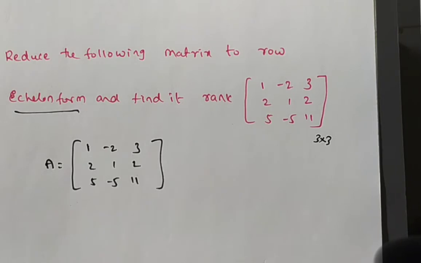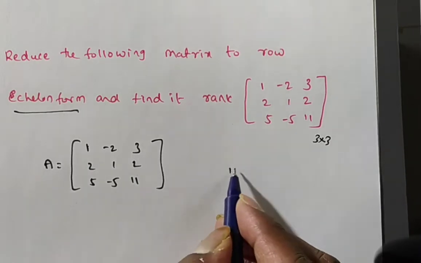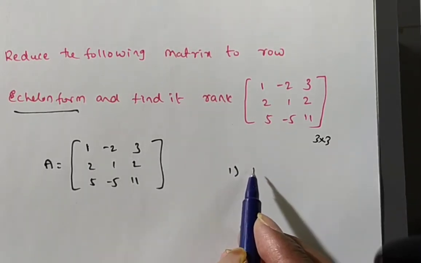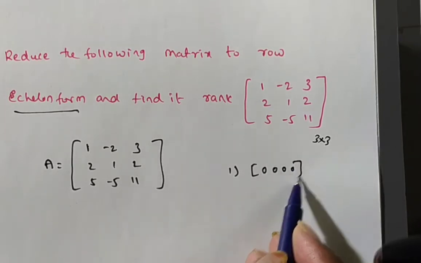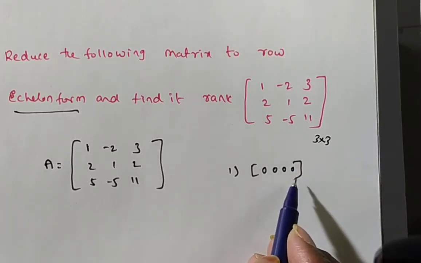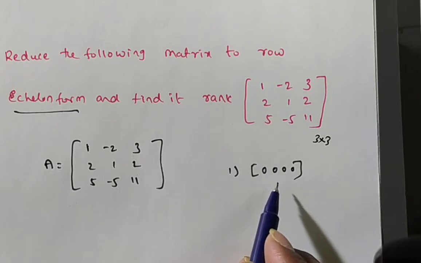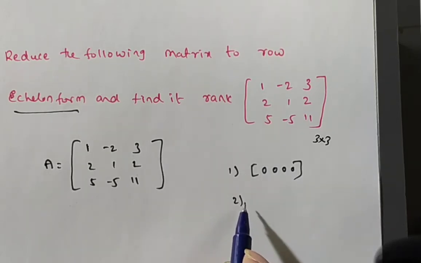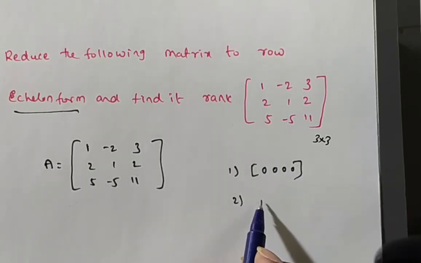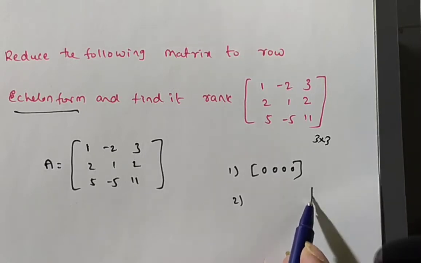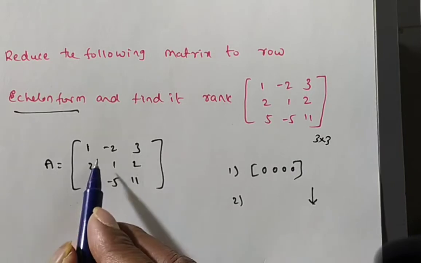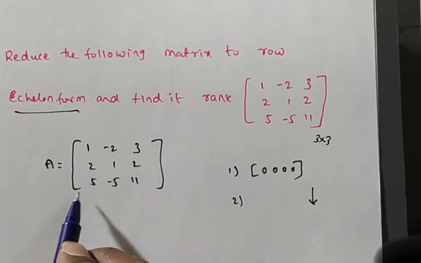Okay friends, the rank of a matrix in echelon form means it should satisfy two conditions. The first condition: if there are any zero rows, a zero row being one where all the elements are zero, they should be below the non-zero rows. The second condition: the number of zeros before the non-zero element increases with the row number.